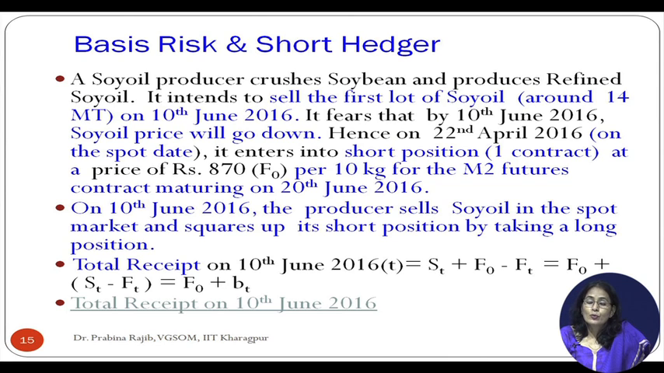The spot date on which the soy oil producer has initiated the contract is 22nd April 2016, and this futures contract is going to expire on 20th June, and the trader would like to square up its short futures position on 10th June 2016. On 10th June 2016, it intends to sell the underlying soya oil in the local market, let's say the Indore market, at the prevailing price there. Now, as we discussed, let me write down.